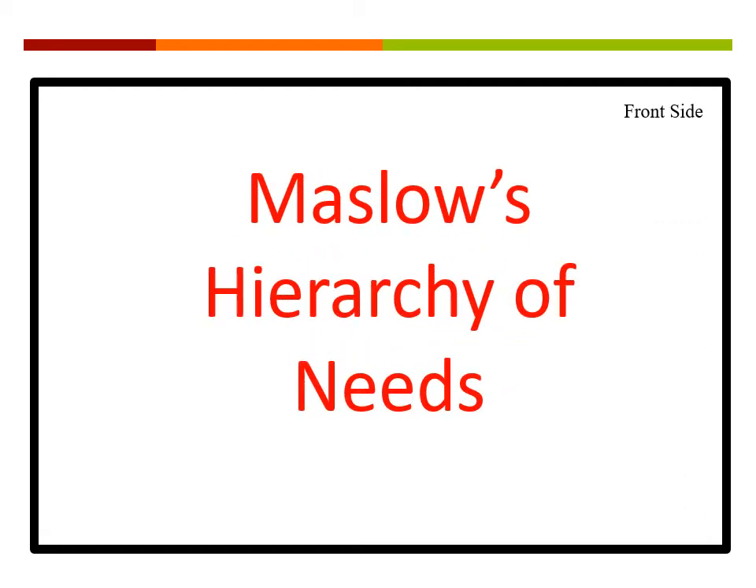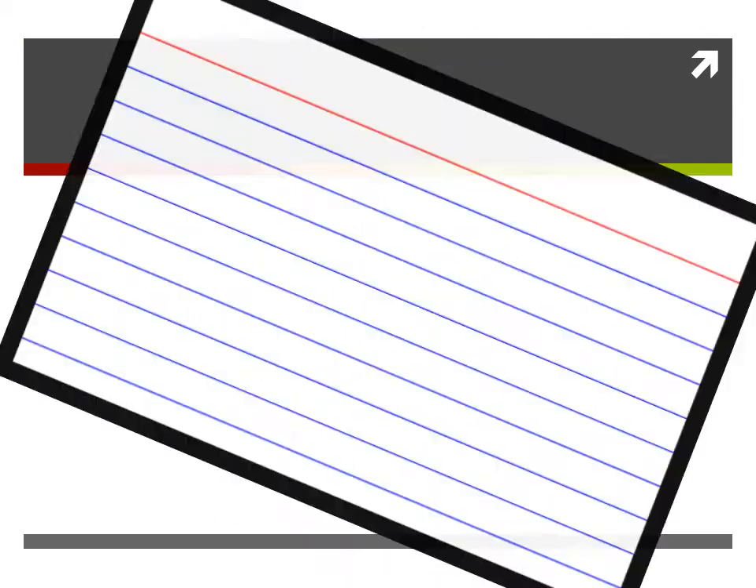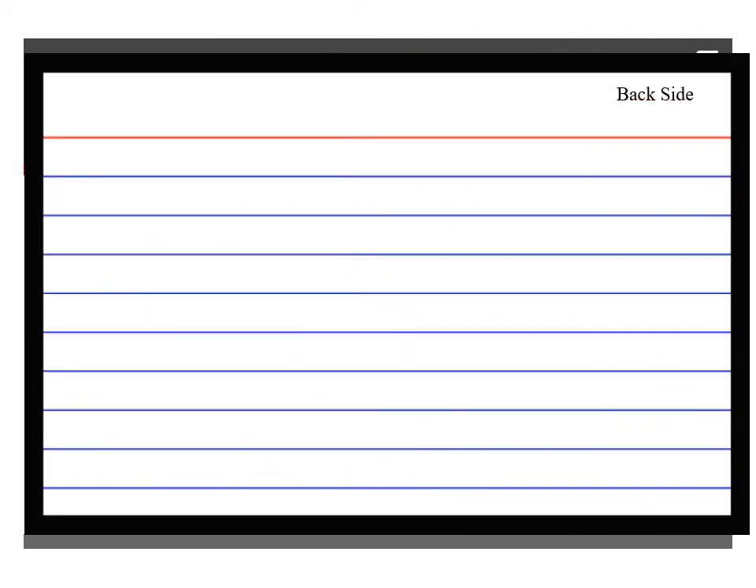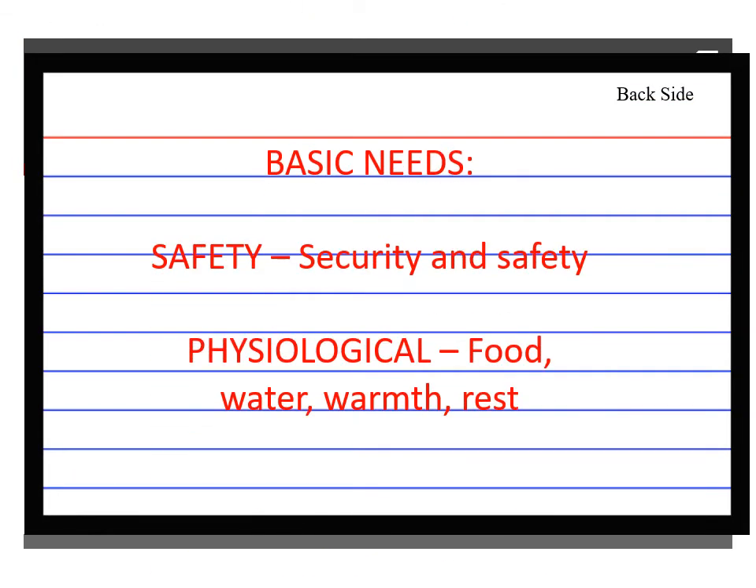I bet you can't guess what we're going to write on this one, guys. Maslow's hierarchy of needs. We're only going to really talk about two of them, however. And those are the basic needs. So safety, which is security and safety, and then the physiological needs, which is food, water, warmth, rest, etc.